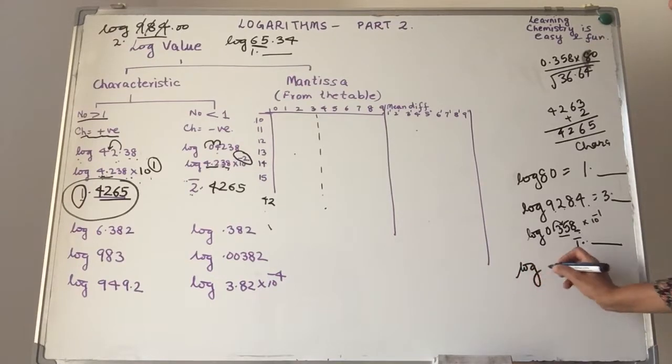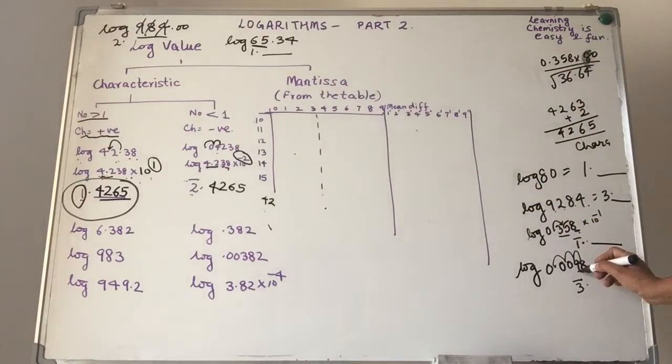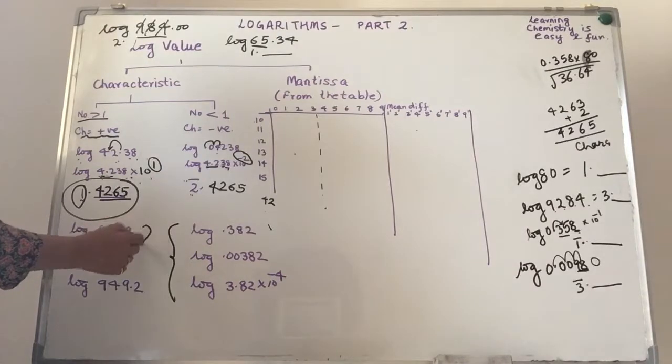Try one more. Log of 0.0098. Now you shift the decimal 1, 2, 3 places. In other words, my log value will have a characteristic of 3 bar point. Now how do you see the logarithmic table? Our tables are starting from 10. So our first two digits here are 98. So you look out for 98 under 0, and that becomes the log value of 0.0098.